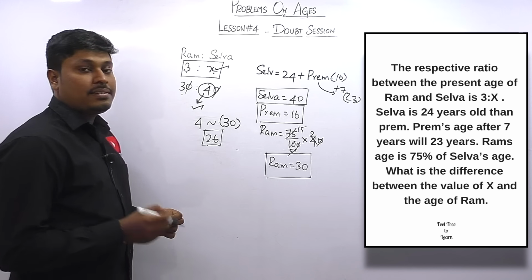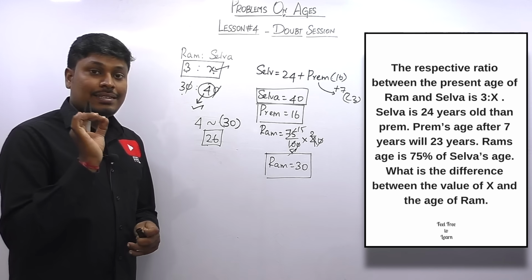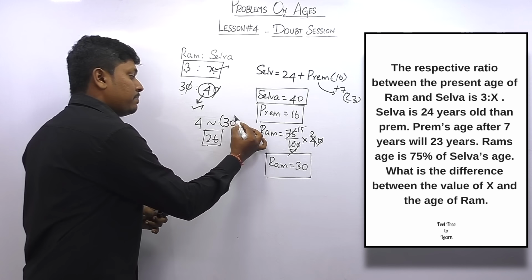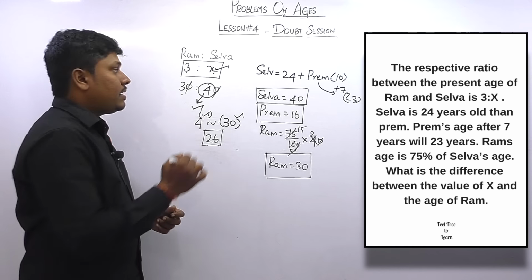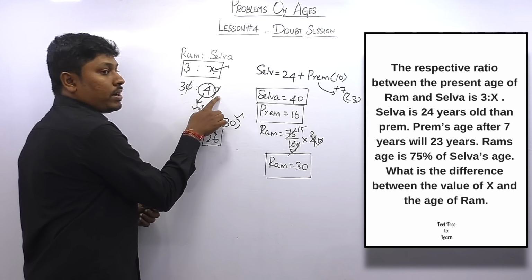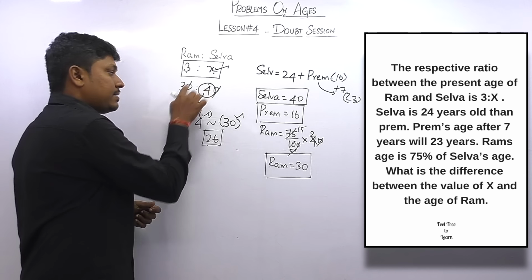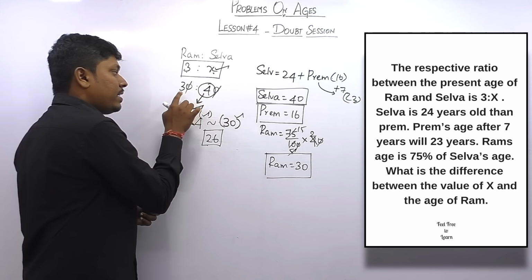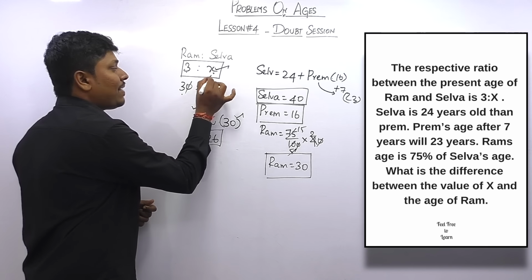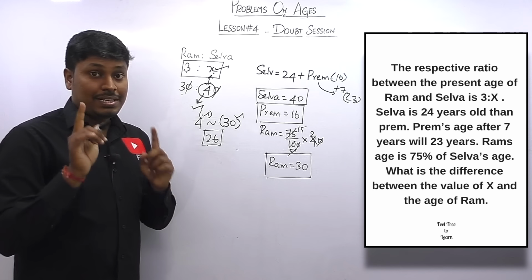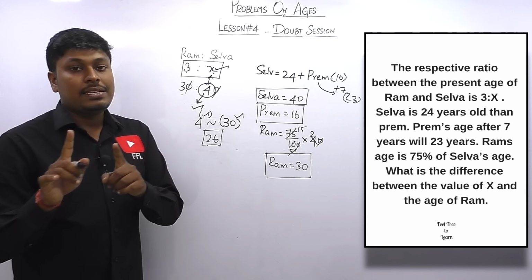The answer for this question is 26, because they are asking for the difference between the age of Ram and the value of X, right? We know Selva's age is 40 and Ram's age is 30. Cancel the 0 and 0, so finally we get the ratio 3 is to 4. Initially they gave 3 is to X, so the value of X is equal to 4. So the difference is 4. Difference, age of Ram 30.